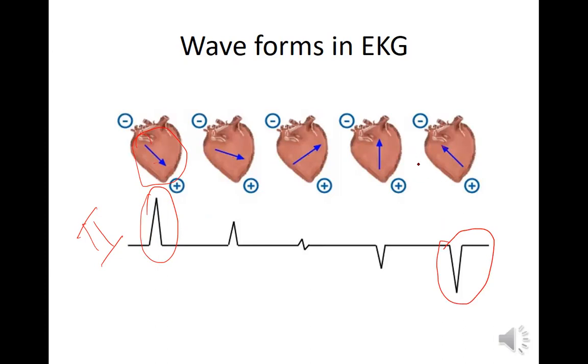What is a vector? A vector is something that has direction and amplitude. Okay. So it's about the direction, showing you the direction of the vector of depolarization from negative to positive, right? Because positive is sodium, positive is depolarization. So the negative would be the opposite.